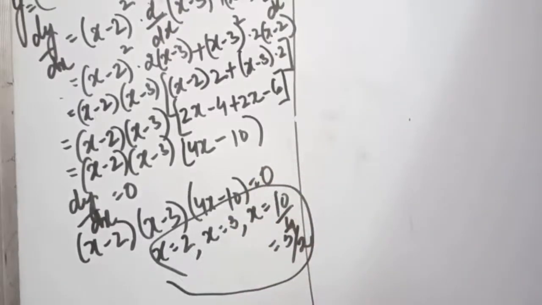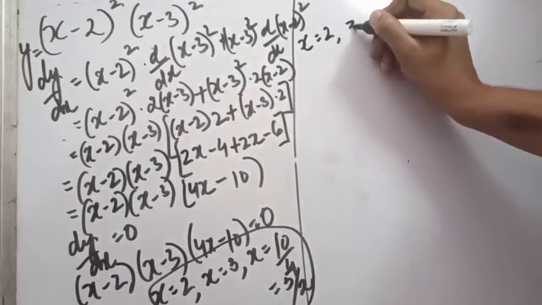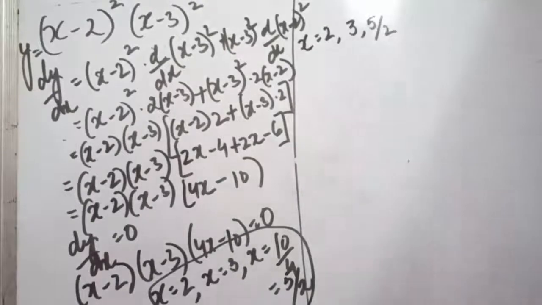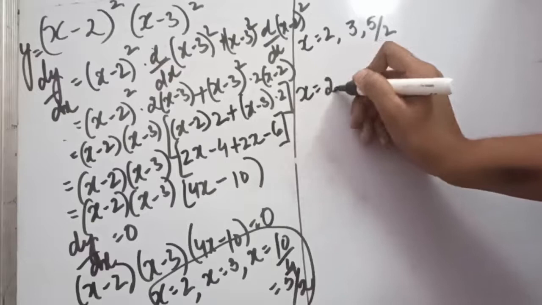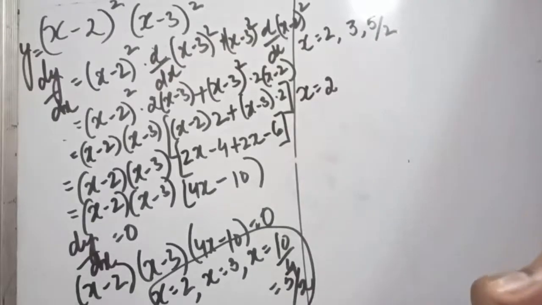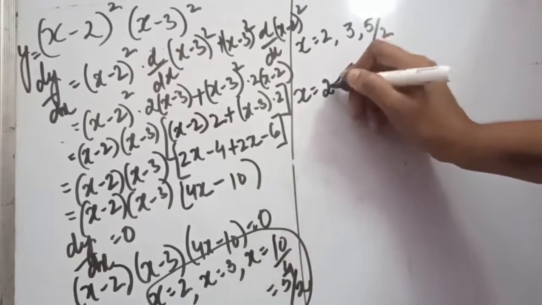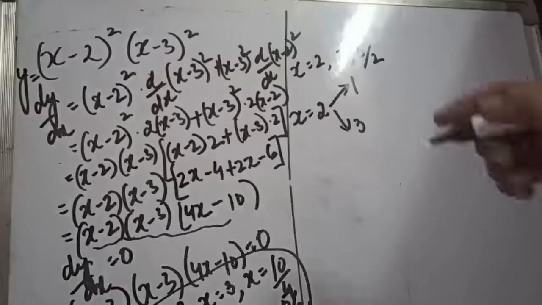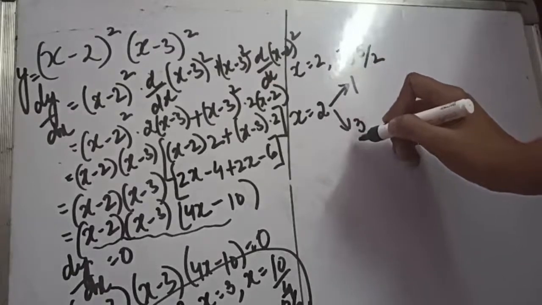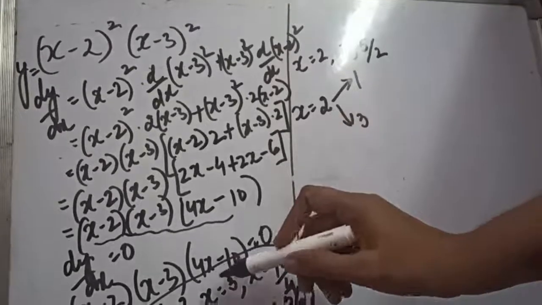Now coming to the second method. Our first value of x is 2, then second is 3, then 5 upon 2. So how do we test these values? Starting with the first value, if x equals 2, we will have to take one value less than 2 and one value more than 2, and there should be a slight difference. So if I am selecting two values, 1 is less than 2 and 3 is greater than 2. Now what we have to do is put these values in the derivative that we got.